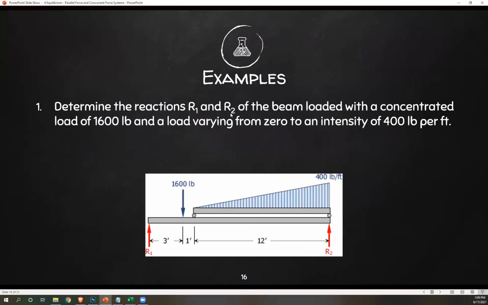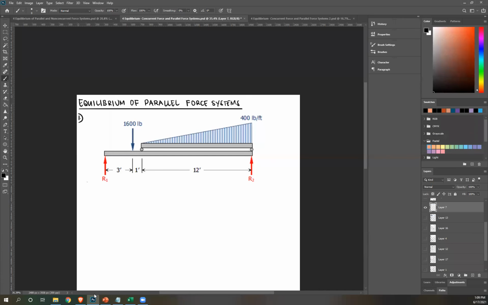Now, if you've noticed, typically for equilibrium, we're solving for reactions. So this R1, this R2. Now, the problem here is we have two systems. We have this system, and then we have this system, right? So first step is to still draw your free body diagram. So I'm gonna start with this one, okay?